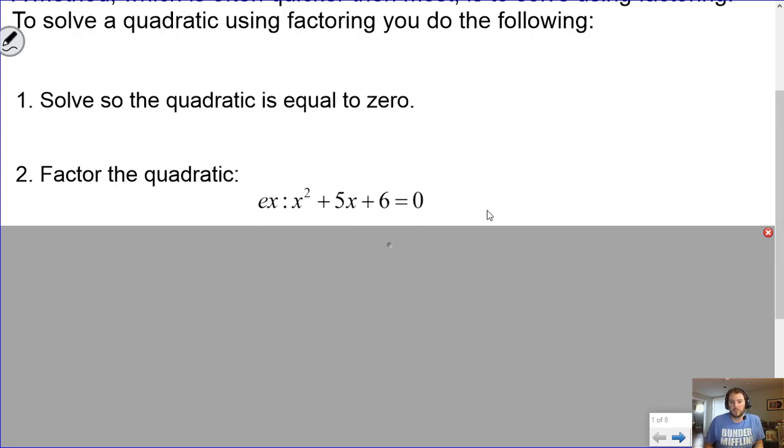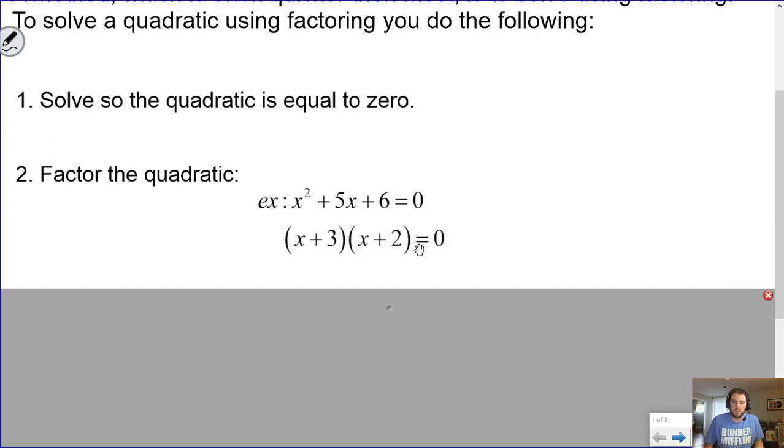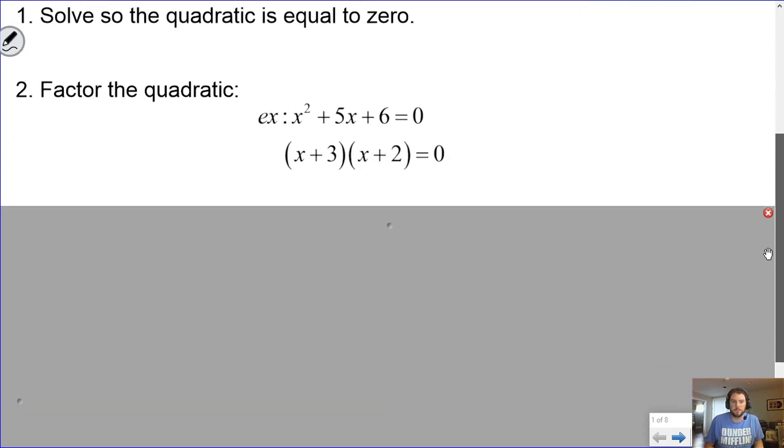And we have a lot of different ways of factoring, right? Factoring by inspection, factoring by slide and divide, factoring by difference of squares. So whatever the strategy is, that's what we have to use. So in this case, we'd factor by inspection, right? We'd find two numbers that add to give me 5, multiply to give me 6, and what we find is those two numbers are x plus 3 and x plus 2.